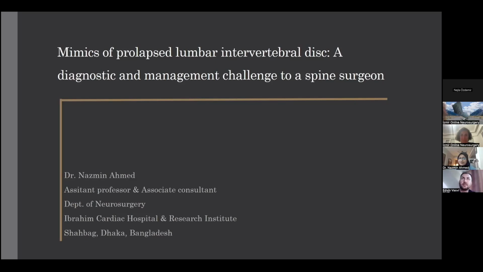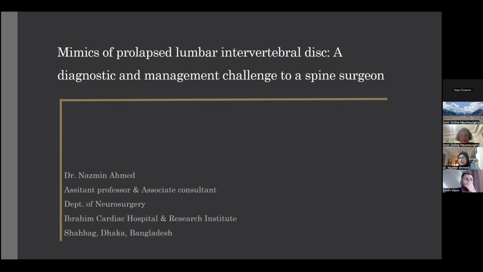Before going to the main presentation, I want to give a brief history of why I chose this topic to present in this prestigious forum. In a country with a limited number of neurosurgeons like Bangladesh, where only 350 neurosurgeons support a country of 172 million population, a young neurosurgeon just after post-graduation has to handle a number of spine cases, among which surgery for prolapsed lumbar intervertebral disc is the most common one.